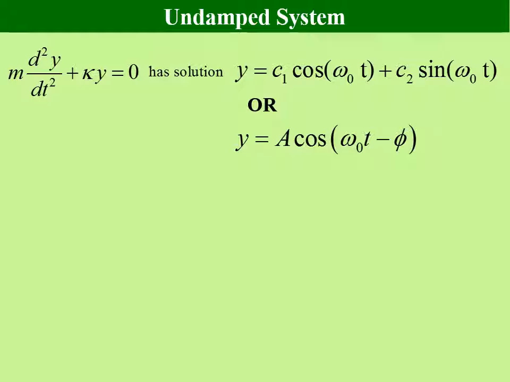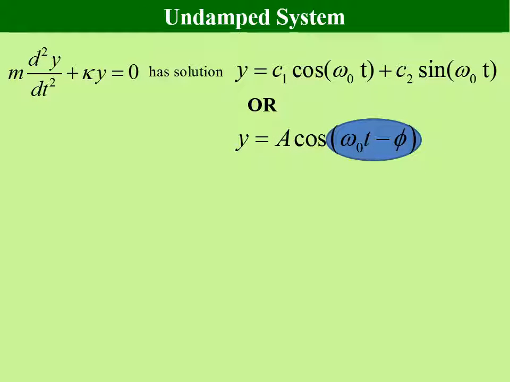So we could write the solution to the undamped system either as y equals some constant cosine omega naught t plus some other constant sine omega naught t, or we could write the solution as y equals some constant cosine of the quantity omega naught t minus phi. Now they each have their usefulness in certain situations. The A here is the amplitude, the number in front of a trig function, gives us the amplitude.